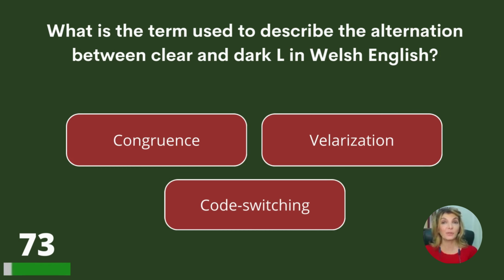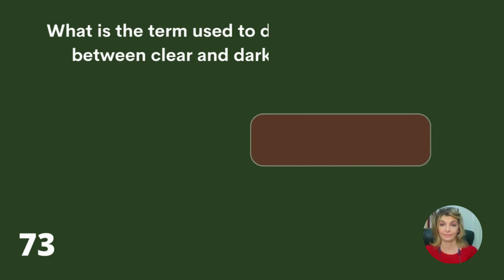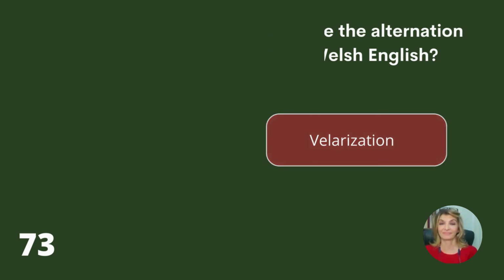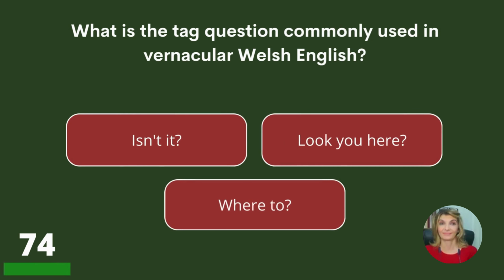What is the term used to describe the alternation between clear and dark L in Welsh English? Congruence, velarization, or code switching? Velarization. What is the tag question commonly used in vernacular Welsh English? Isn't it? Look you, or where to?